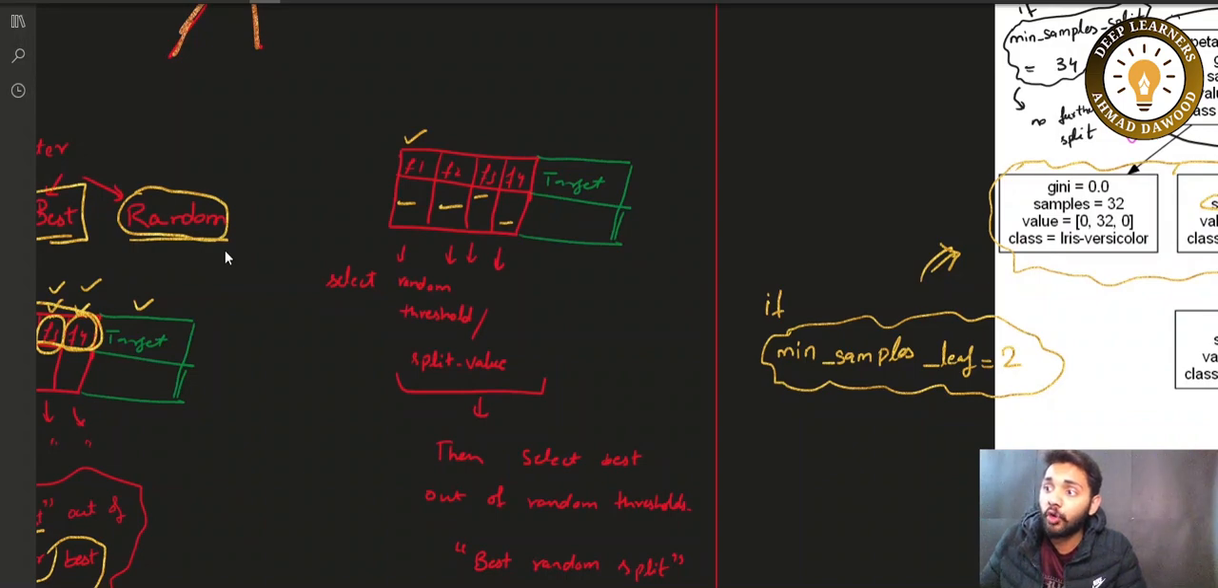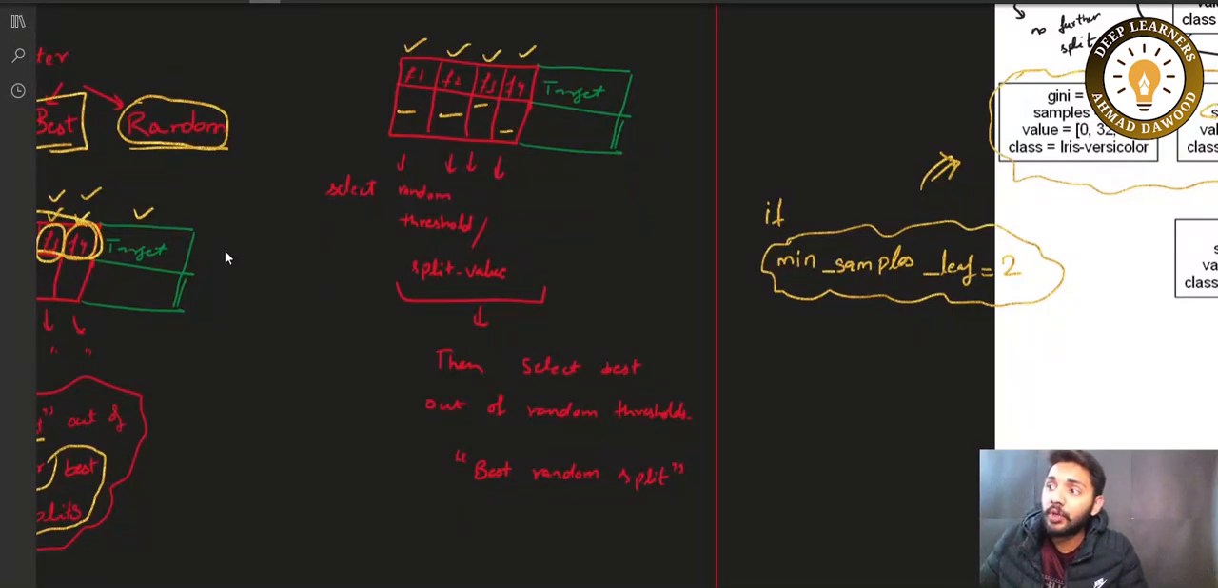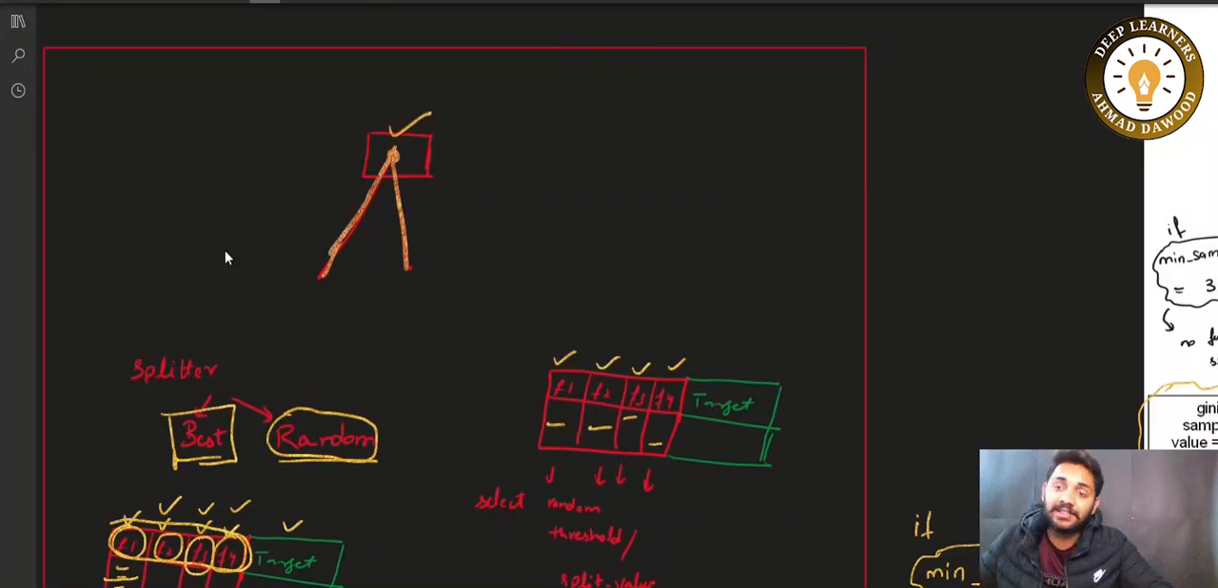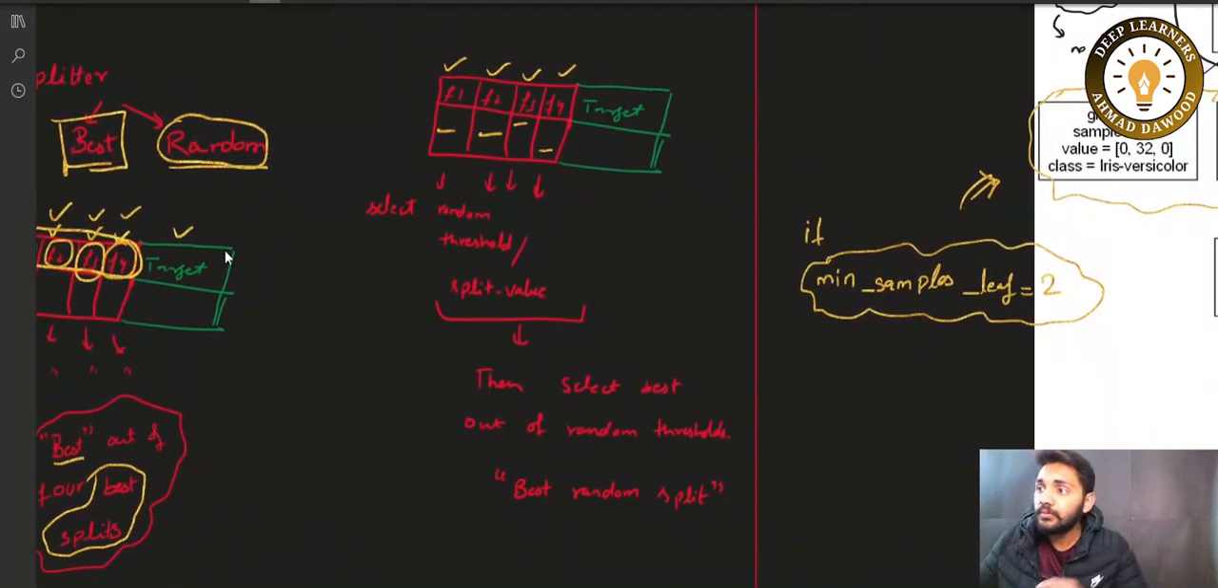Now you have four randomly selected split values, one against each feature. Okay. Now you compare the Gini impurity of these four randomly selected split values, and whichever random split value is giving you the lowest Gini impurity, you select that random split value to split or to make a rule at this stage. Okay. So you are selecting the best of four random values, the best out of the random thresholds. So that's why they also say best random split.